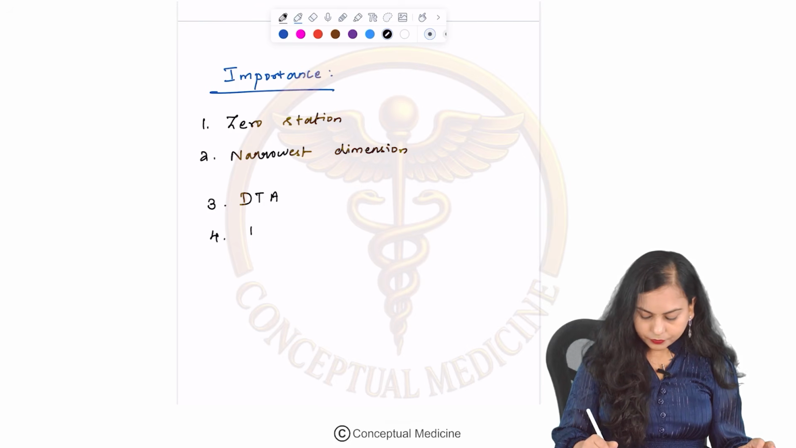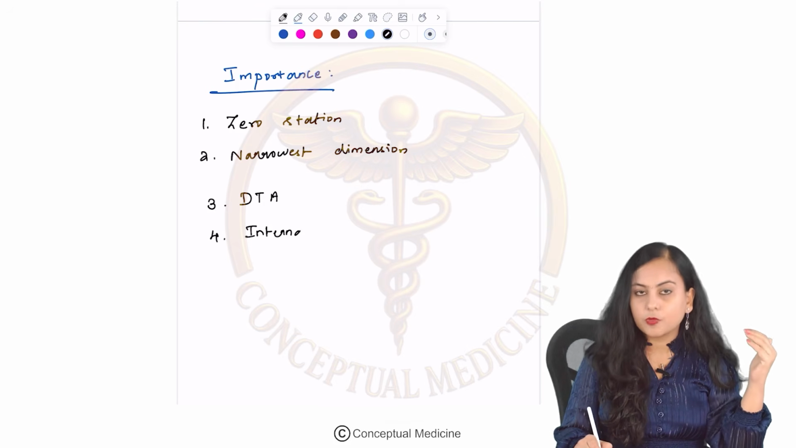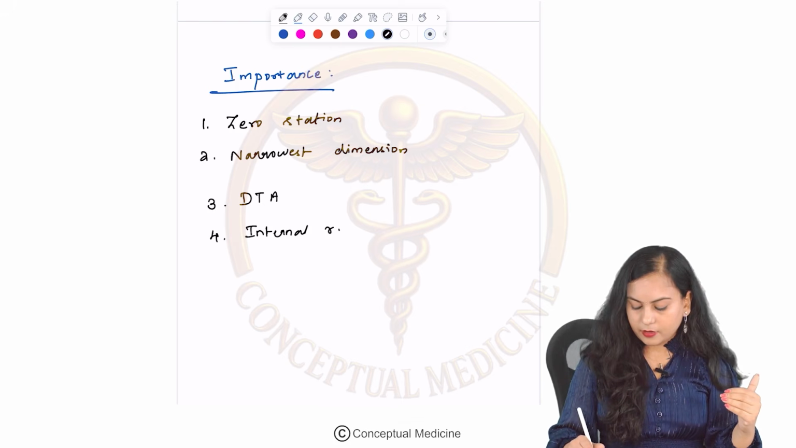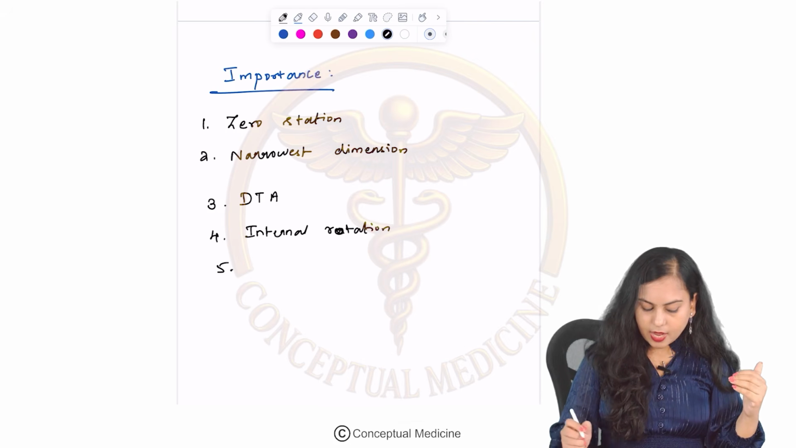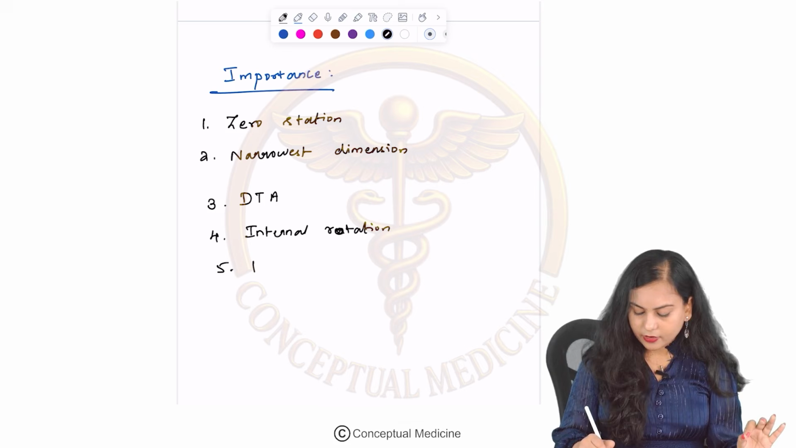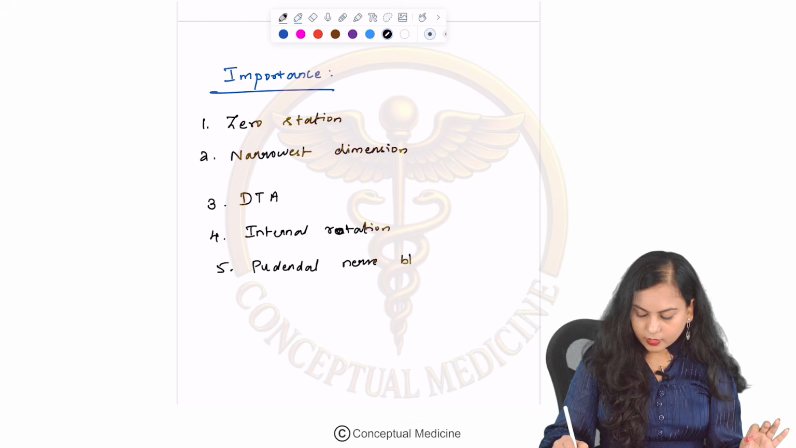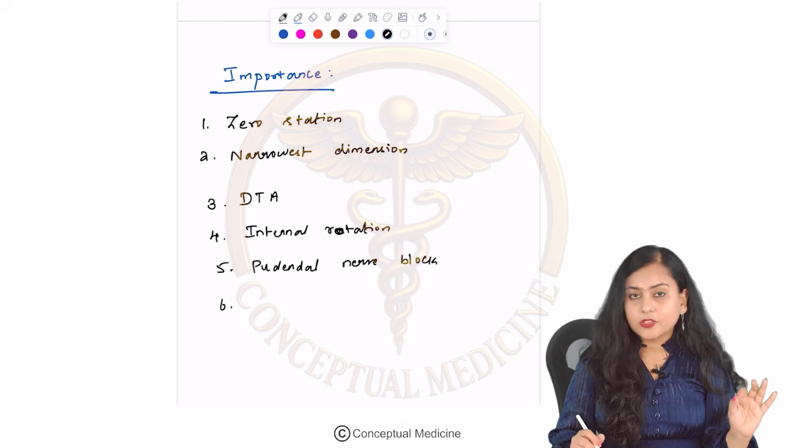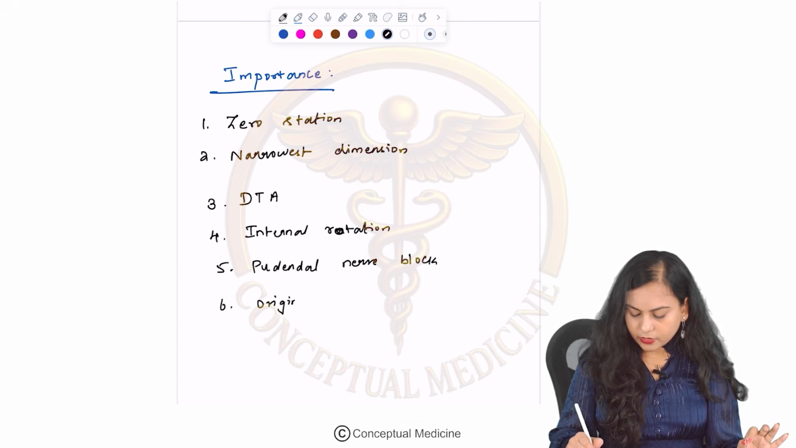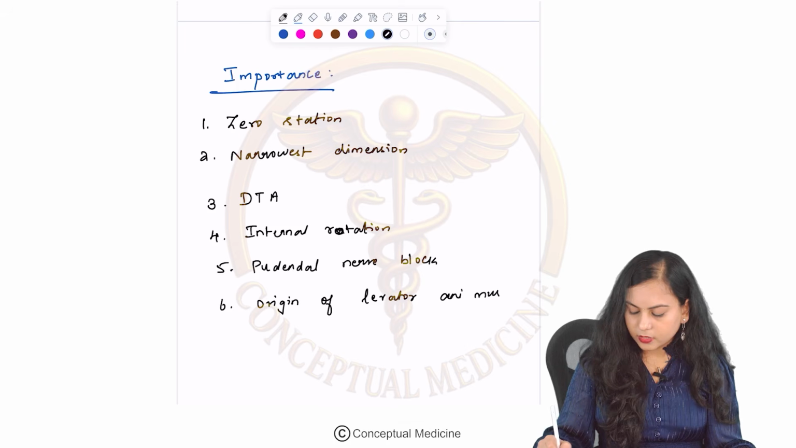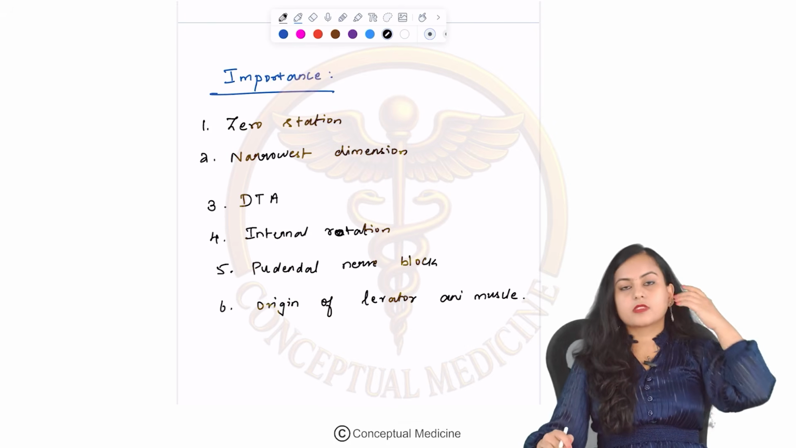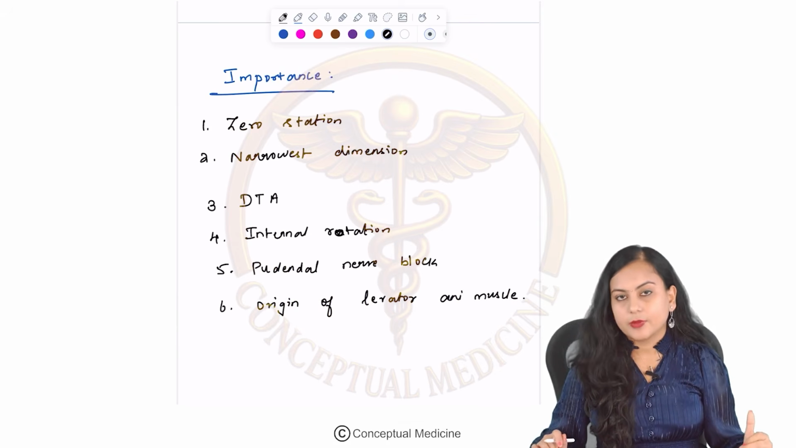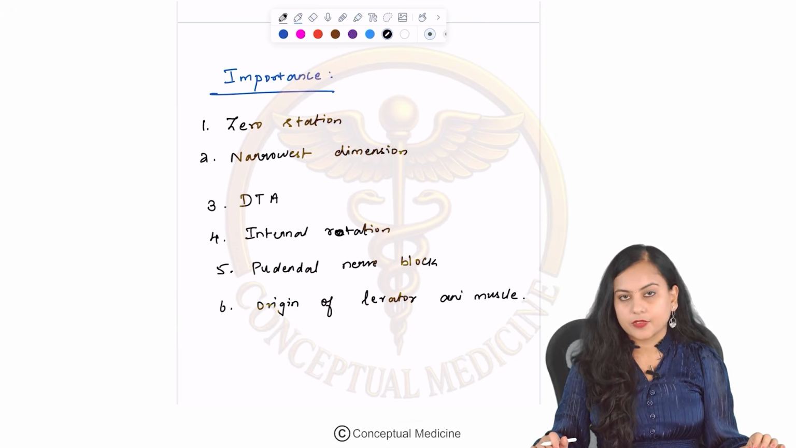And also, when a normal mechanism of labor is happening, the internal rotation will be taking place at this site. And finally, this is the site where you are going to give your pudendal nerve block, okay. And also, this is the site of origin of your levator ani muscle. Clear? Right. So, this is the importance of this plane of least pelvic dimension. You should know what is mid pelvis as well, right.